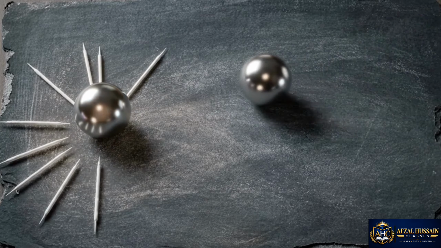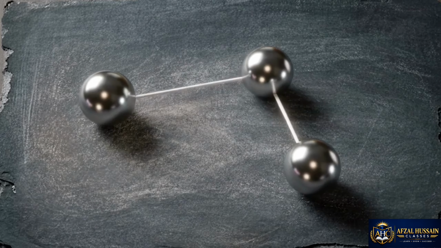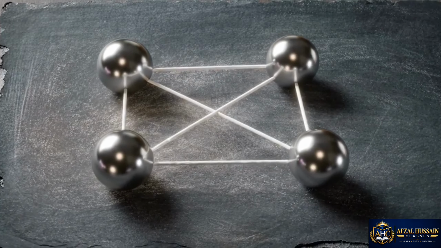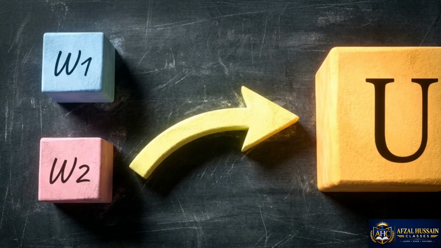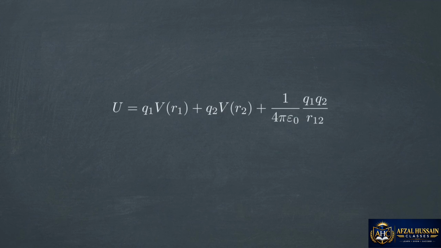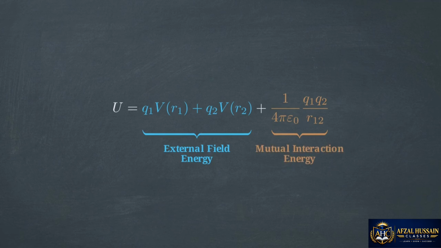Every subsequent charge added to a system increases the complexity of the assembly, as each new charge interacts with both the environment and its neighbors. The total potential energy, U, of the completed system is the sum of the work done in Step 1 and Step 2. This results in the final mathematical equation for the system. The first two terms represent the external field energy, banked strictly by existing within the outside environment. The third term represents the mutual interaction energy, banked by the charges pushing or pulling against each other.